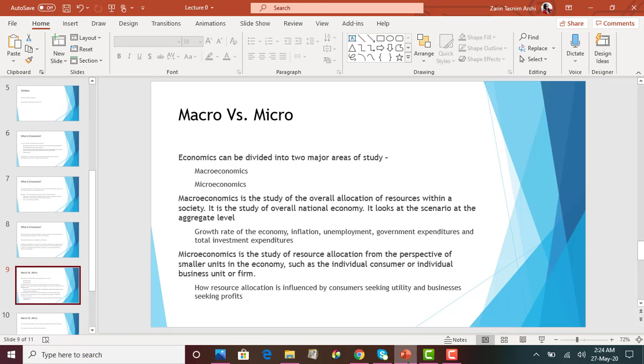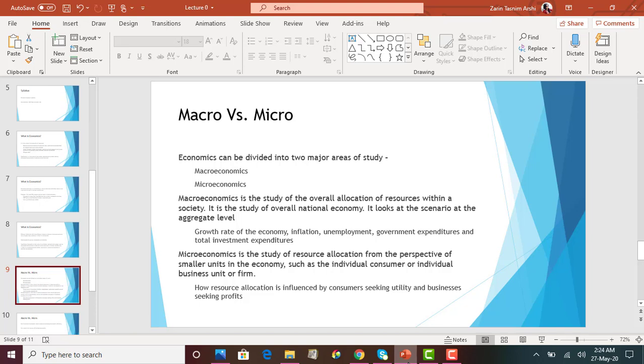Now, the other type of study is called microeconomics. Basically, it is the study of how you allocate the resources from a smaller perspective, from an individual perspective. Okay, how you will allocate the resources as a consumer. So when we go to Walmart, how are we going to make the choices? How are we going to allocate our resources? So as an individual, on a consumer basis, or how you will make a choice as a business.